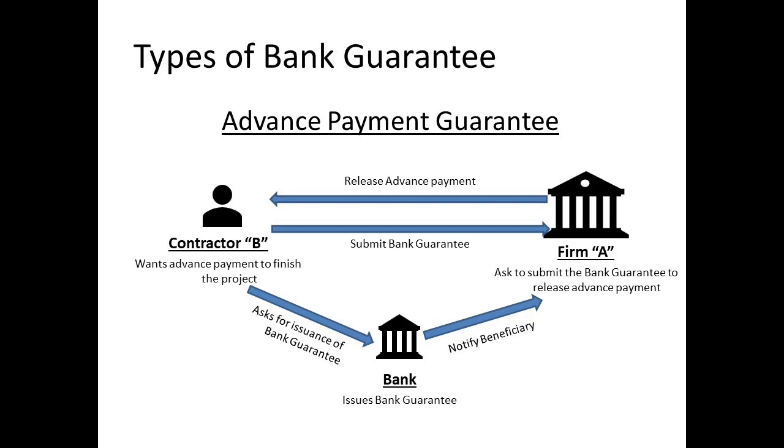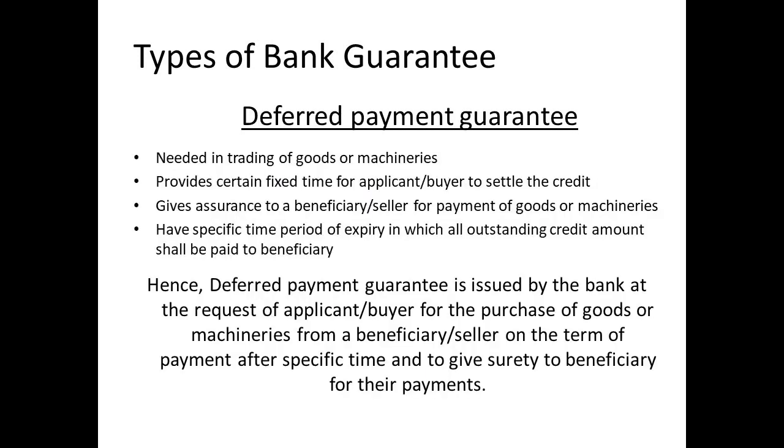For example, contractor B from the previous example now needs funds amounting to $0.3 million to complete the project. Hence, he has requested the advance payment from Firm A. Now, Firm A will ask contractor B to submit an advance payment guarantee amounting to $0.3 million to secure its advance payment fund. Hence, contractor B will approach the bank for an advance payment guarantee, and the bank issues the same after analysis. Then the guarantee will be submitted to Firm A. After that, the advance payment is released by Firm A to contractor B.